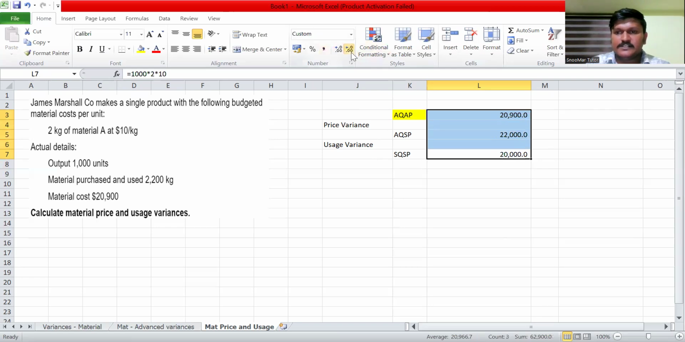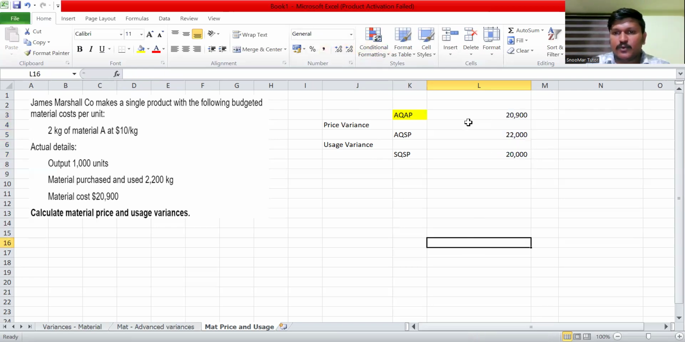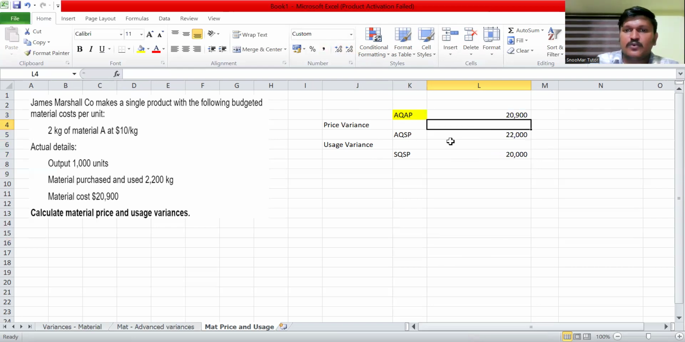Now let's compare this particular thing. What is your price variance over here? Price variance is AQAP and AQSP. Let's take the difference over here. What is your AQAP? 2,900 minus 22,000. You got 1,100 difference.